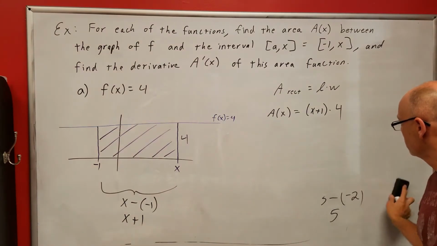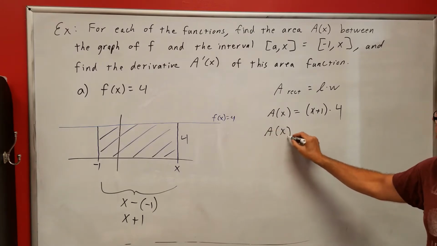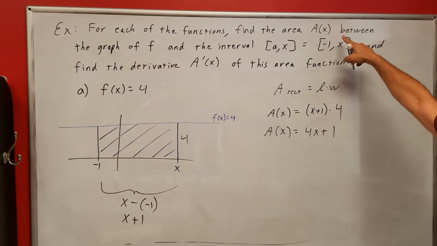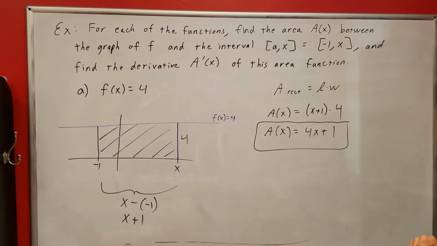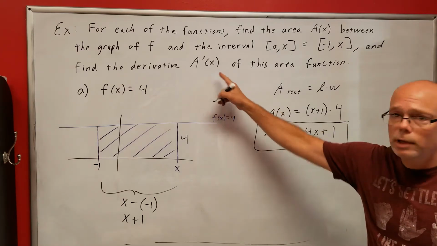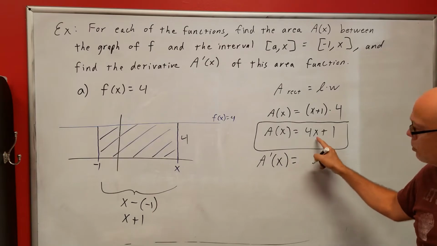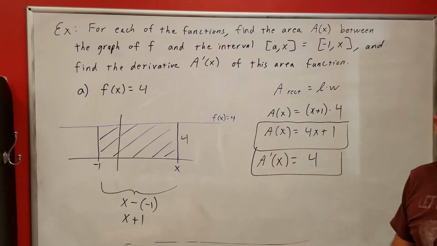Now let's calculate that. A of x is equal to 4 times (x plus 1). Now what do they tell me to do? Find the area A of x. Here's the area A of x. And then they say find the derivative, A prime of x. So A prime of x is equal to what if I take the derivative of this? 4. There we go.